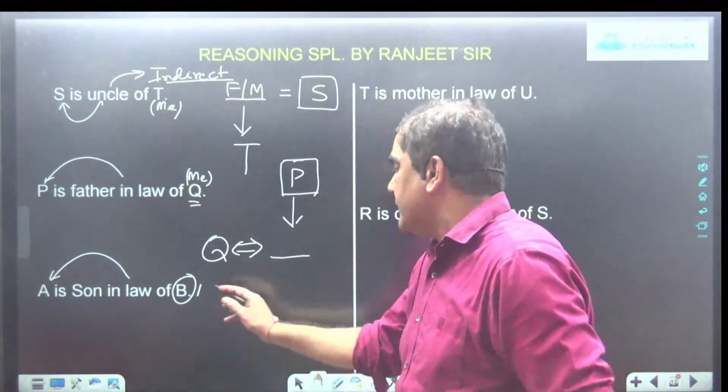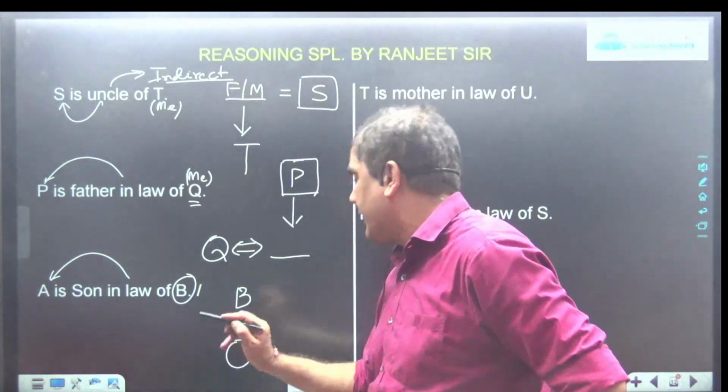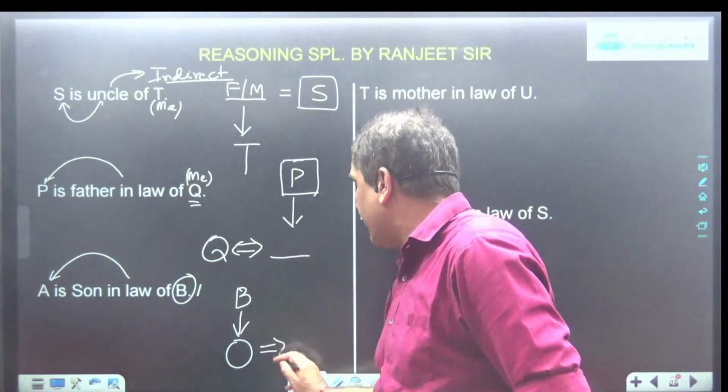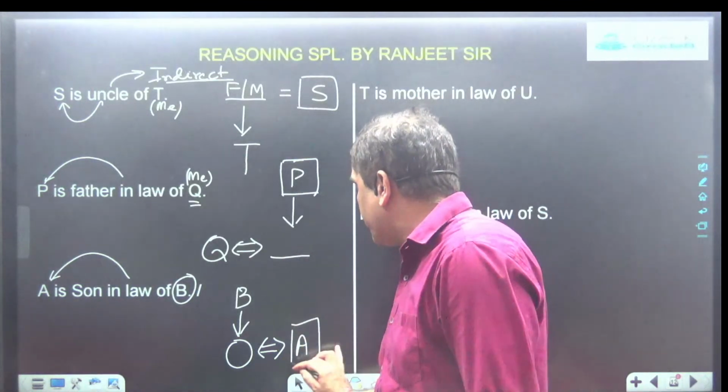So let's start. This is B. My daughter will be one generation after. Here comes my circle, means female, daughter. And daughter's husband will be my son-in-law. So here comes my son-in-law. Son-in-law will be male, so put one square.